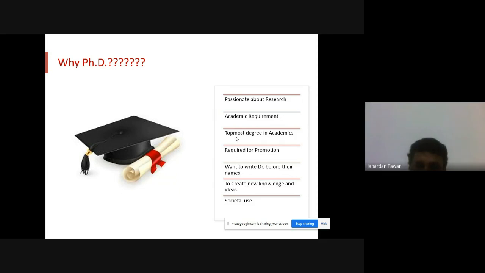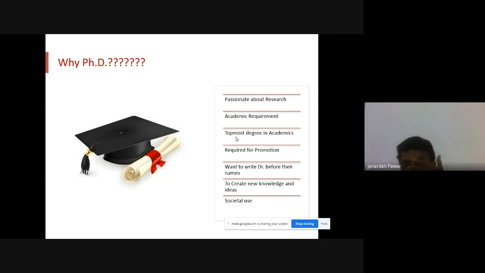So now this particular department has gained huge importance. And now there is scope for PhD people to do n number of things. So people are passionate about research and they conduct research. This is the main reason, I think. And this is why people are coming for PhDs.